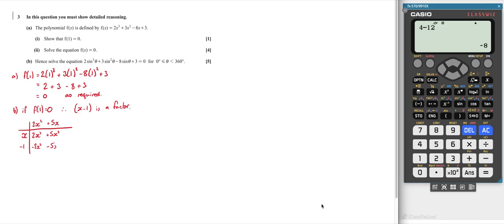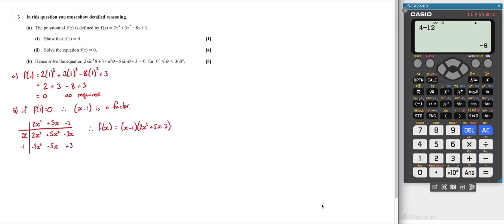So that's minus 5x. I need minus 8, so I need another negative 3x on that, which makes negative 3 on there. And then I check negative 1 times negative 3 is positive 3, which is the last term. So we are correct. Right, so therefore, our equation we had, f of x, is x minus 1 times 2x squared plus 5x minus 3.